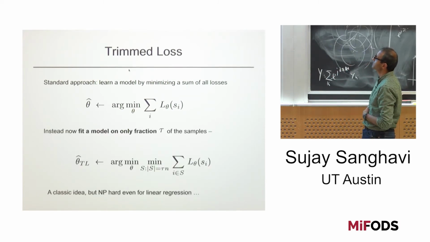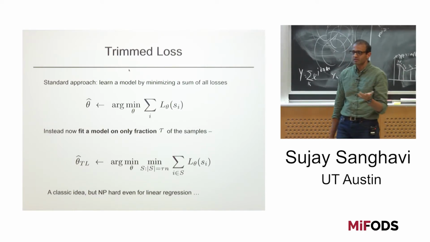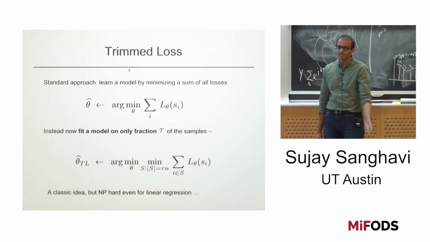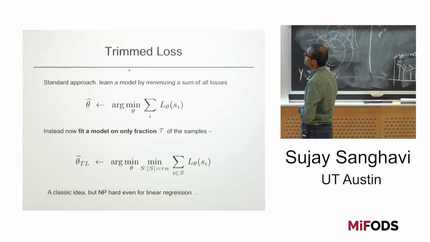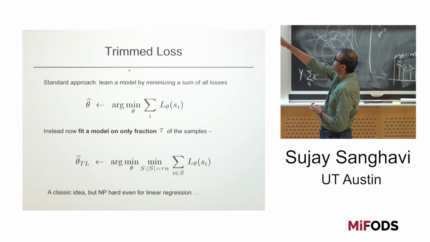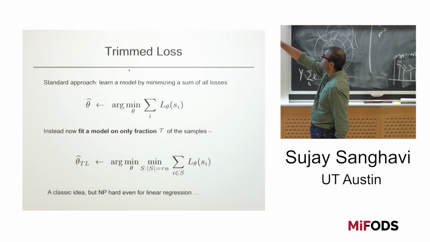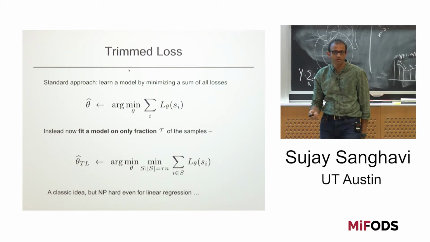And so what trim loss says is that instead, let's fit a model only on a smaller fraction of samples, specifically on a fraction tau, and you can decide what tau is, right? If you know that 20% of your data is bad, then tau is 0.8, or maybe even something less than 0.8 if you're conservative, say 0.7. Okay, right? And so now we have a trim loss estimator, which is the argmin of a double minimization, right? You want to minimize over theta, and you want to also minimize over the set of samples that you even care about, because you are free to not care about a 1 minus tau fraction of the samples.